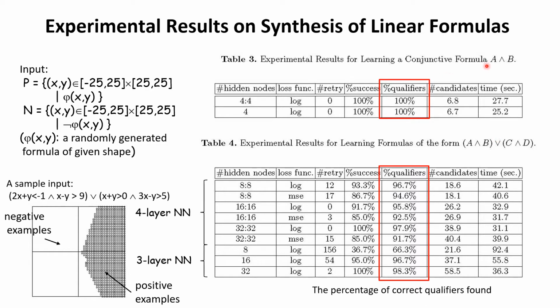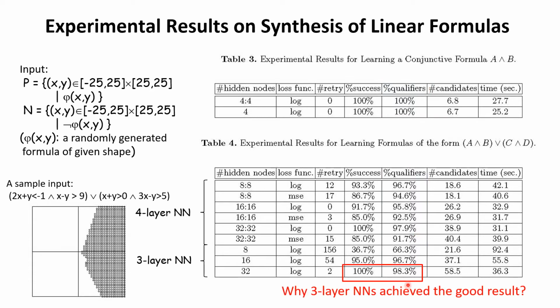For conjunctive formulas of this shape, our tool could find all the qualifiers that occur in the original formula. And for the nested formulas of this shape, our tool could still find more than 90% of the qualifiers in the original formula. One point that may need attention is that the three-layer network also achieved good results, contrary to our expectation that a three-layer network is not sufficient to recognize formulas of this shape.